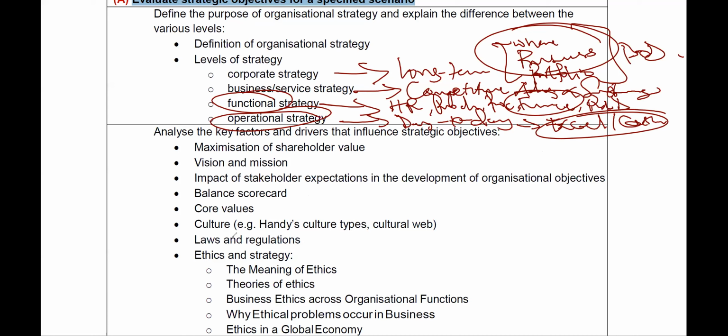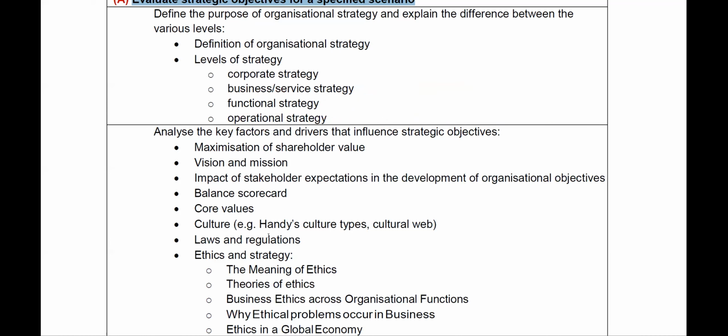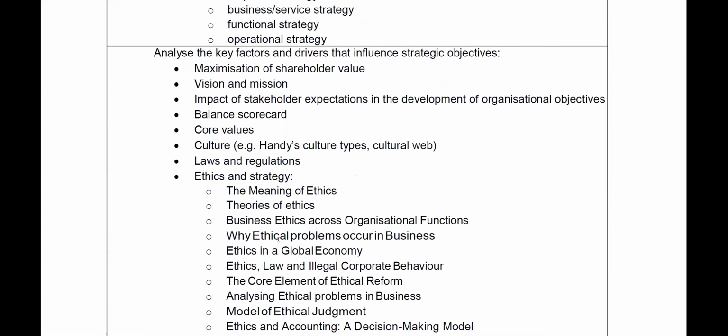And what are the key characteristics of strategic decisions? This is another particular question that you can be asked at this level. So still under syllabus reference A, this is where we come to factors that drive and influence our strategic objectives. The first is maximization of shareholder value. And this is the main reason why businesses exist, or we could say this is the primary financial objective of every business. Why do we say so?